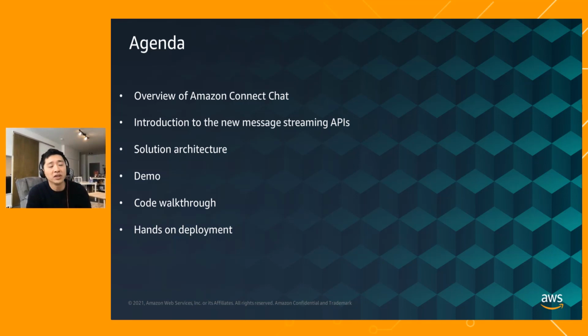Today, we wanted to give a quick overview of Amazon Connect Chat, and make an introduction to the new message streaming APIs that we're releasing. Mike then will talk through the solution architecture of the framework we've built to enable SMS and other digital channels. I then will give a demo of the functionality. Then Mike will do a code walkthrough, and finally we'll get hands-on and deploy this solution step by step.